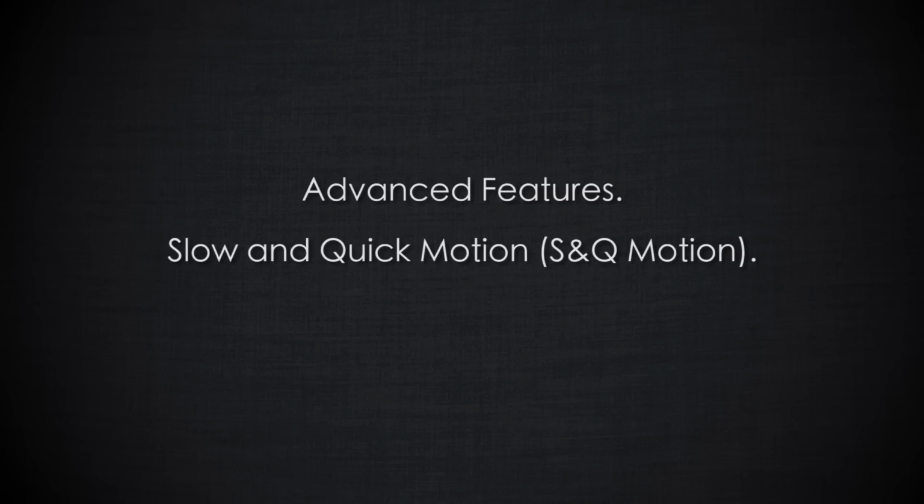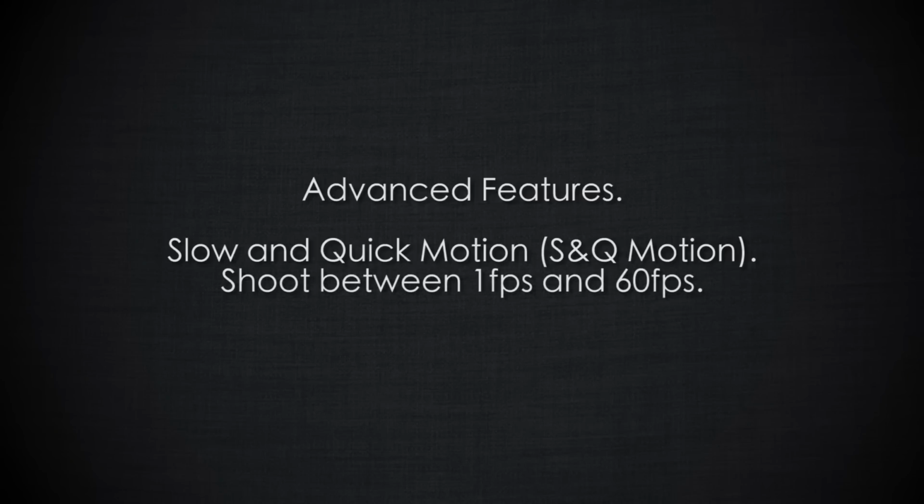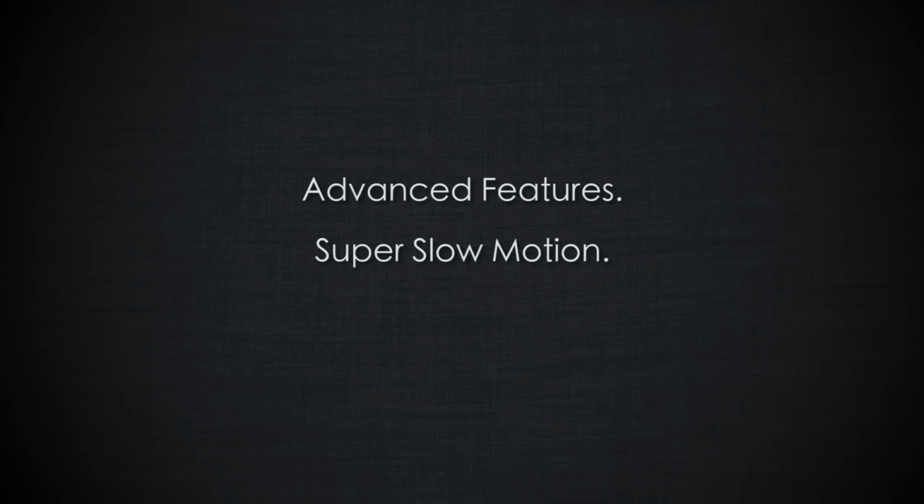Hi, my name's Alister Chapman, and in this video we're going to take a look at some of the advanced features of this camera, the Sony PXW-FS5. This camera has some really neat and very useful advanced features, and those features include slow and quick motion with the ability to shoot at up to 60 frames per second, super slow motion with the ability to shoot at up to 960 frames per second.